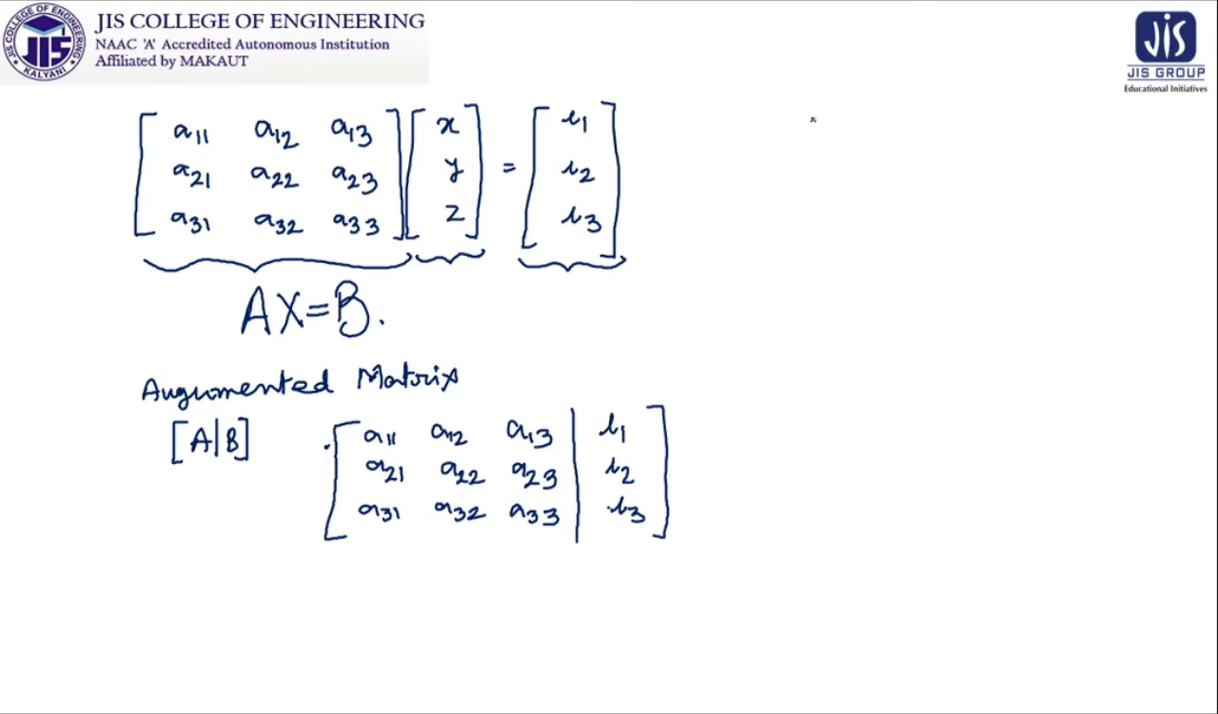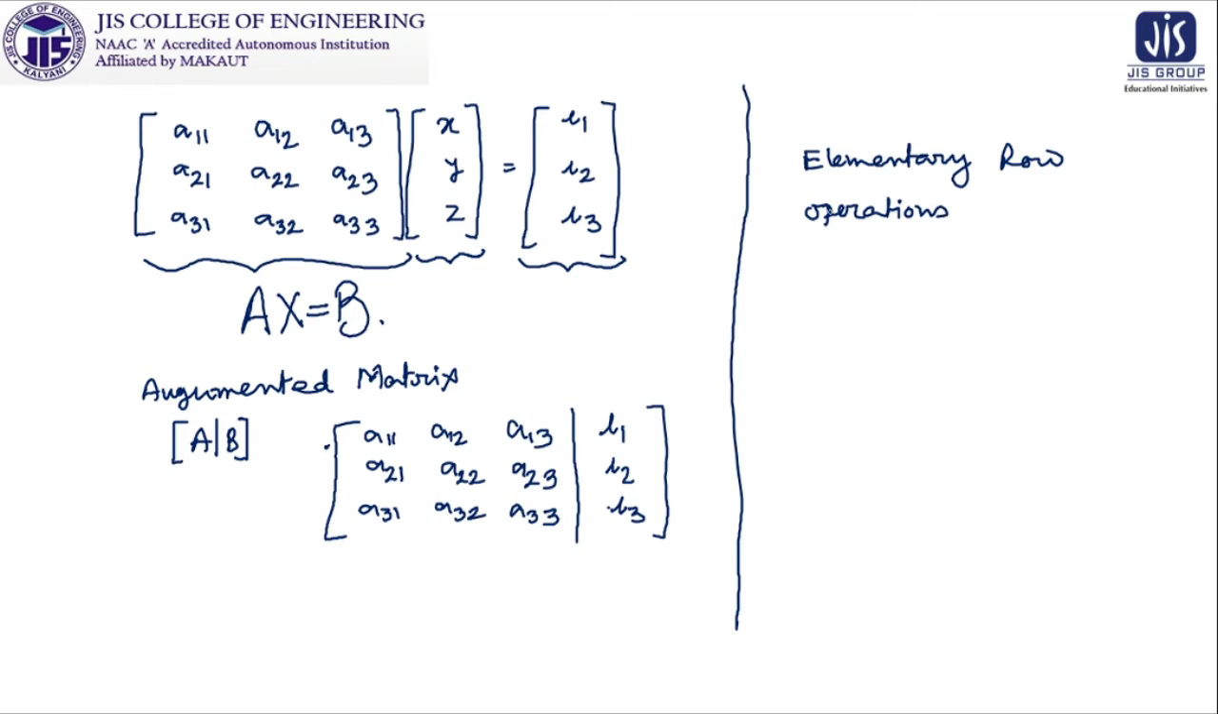So once for a given system of linear equations we can convert it into its augmented matrix form, then what is our target? After that, our target is to use elementary row operations in this augmented matrix to convert it into its echelon form.